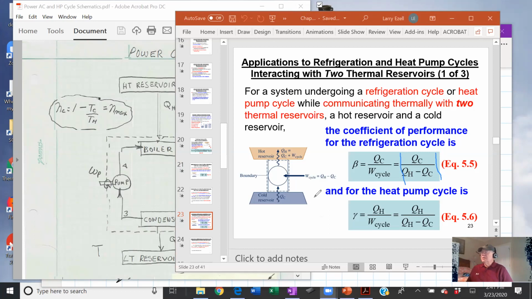All right, now let's look at a heat pump. A heat pump does exactly the same thing except you flip-flop.